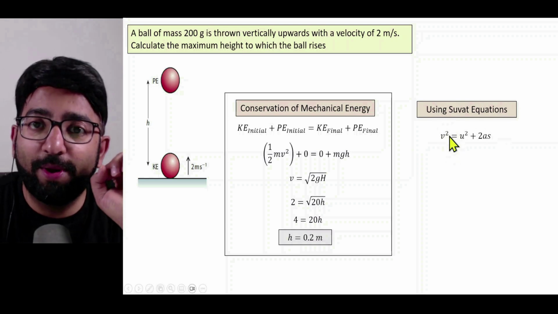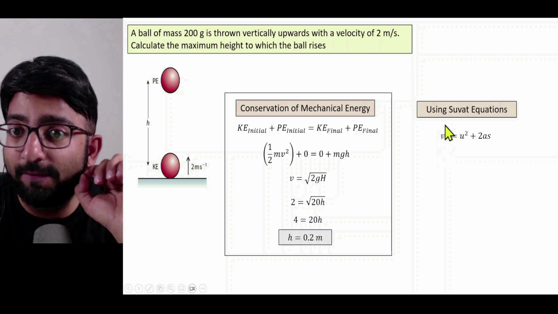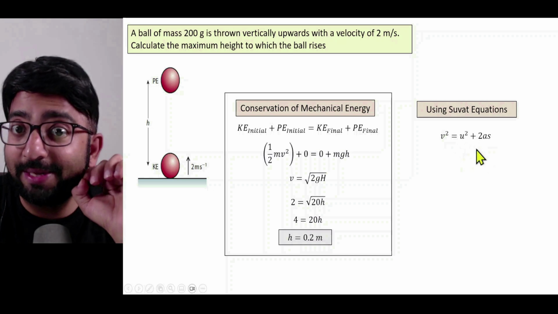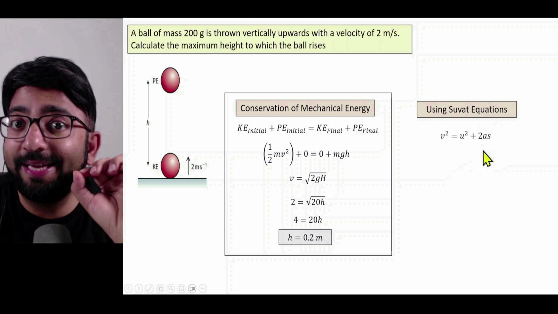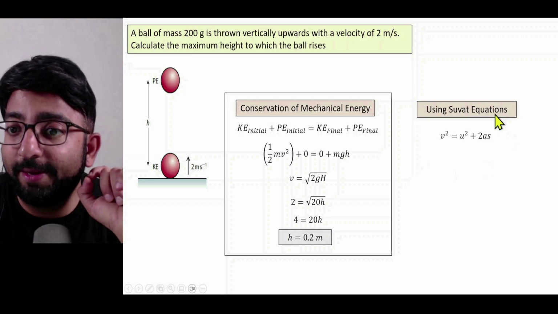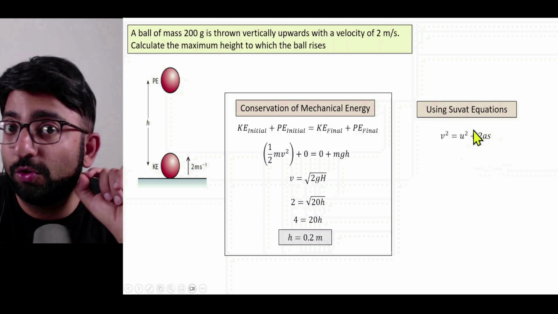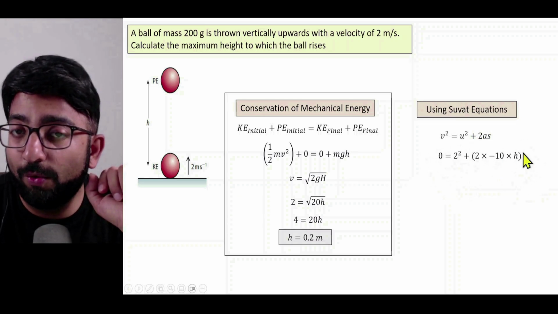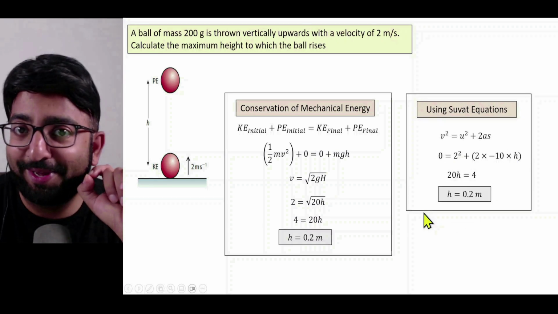Let us use v square is equal to u square plus 2as. We already deduced that the final velocity at the topmost point is 0, initial velocity is 2, acceleration is 10. But in this equation, we will put the value of a as -10 since gravity acts downwards. And if you recall, we can apply these equations only with the correct sign convention. That is why acceleration is not 10 but -10. So if you put all the values in, the equation will look like this and h will come out as 0.2 meters. So this is the second method.